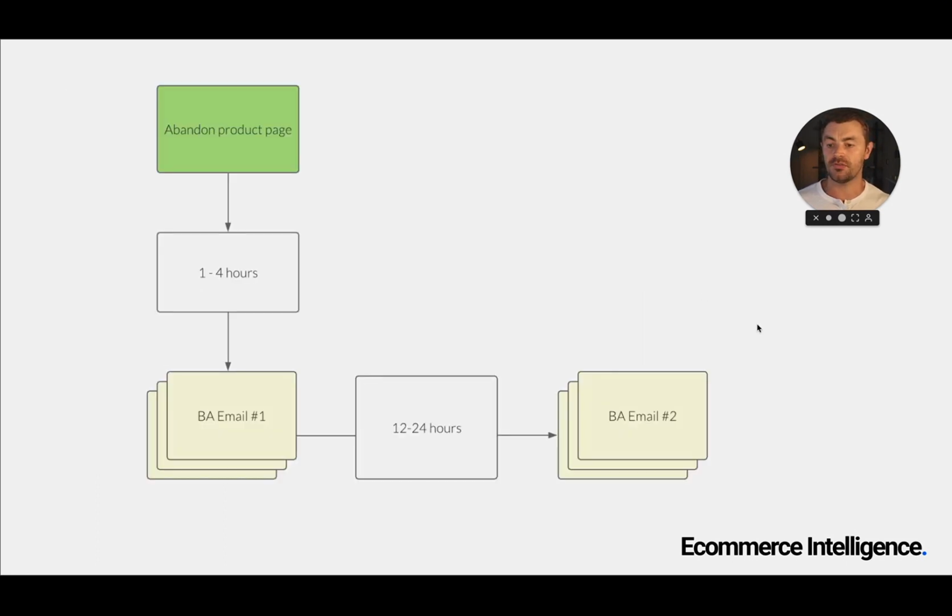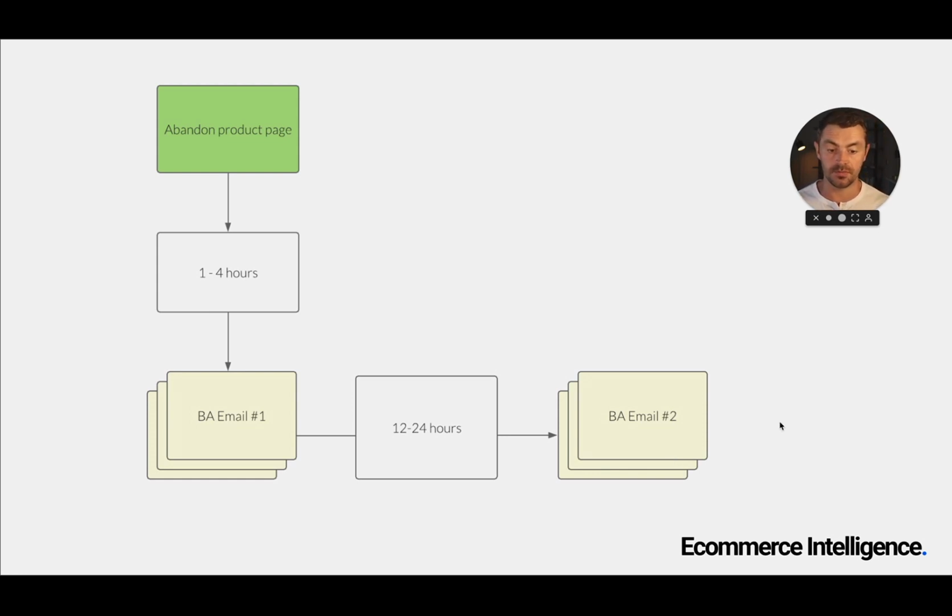In terms of the structure, somebody abandons the product page, so they view a product without buying. 1 to 4 hours later, Klaviyo checks, hey, has this person made a purchase yet? If not, they can get browse abandonment email 1, which we'll look at in a second. It's generally recommended not to use a discount. And if you want to send another email a day or two later, if they still haven't made a purchase, you can do that. A lot of brands will just use one email for browse abandonment because it can be a pretty high volume flow.